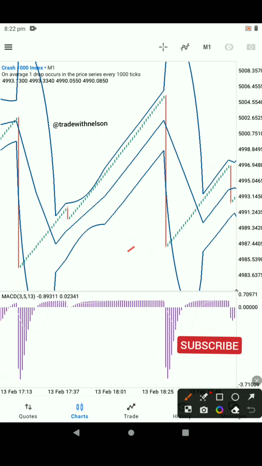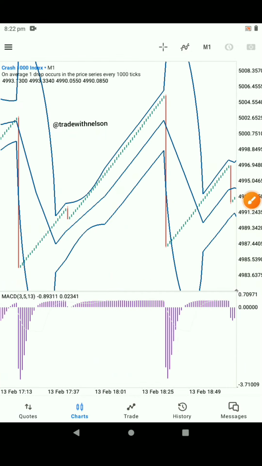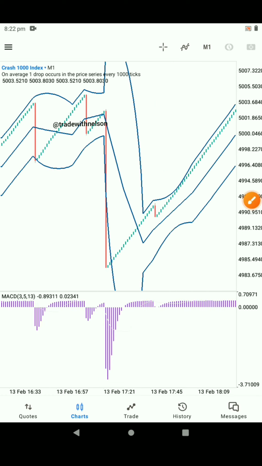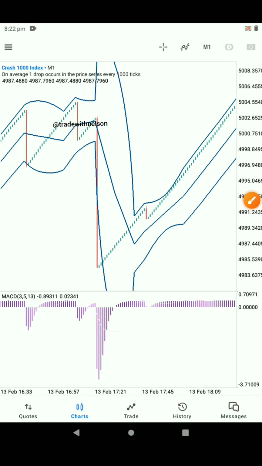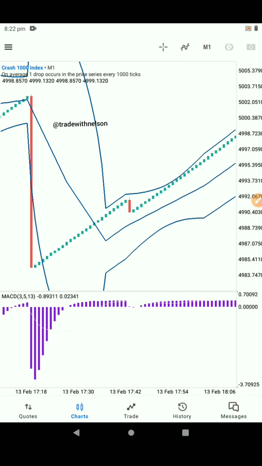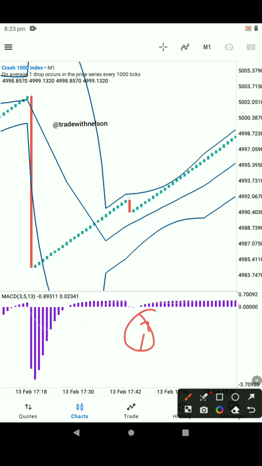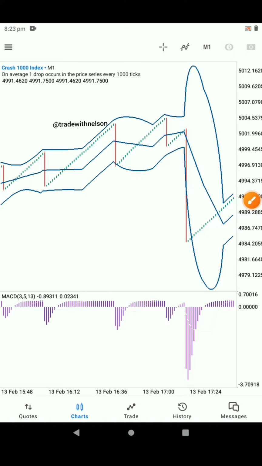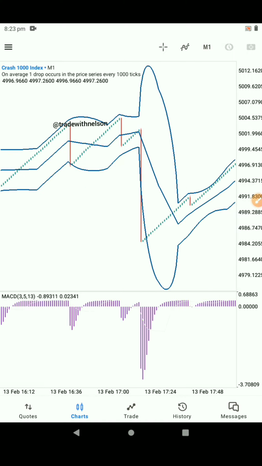If you look on my chart, I have two indicators: the Bollinger Bands and the MACD. The Bollinger Band has the lower band, the middle band, and the upper band, which help us know when the market is likely to change trend. And our MACD helps us know when the buyers are taking over the market and when the sellers are taking over the market. So what are we looking for in this strategy?